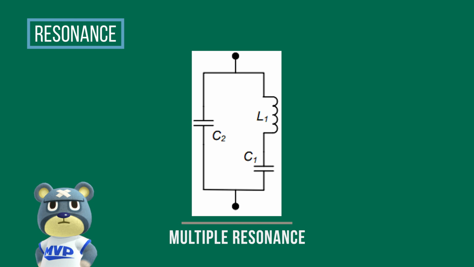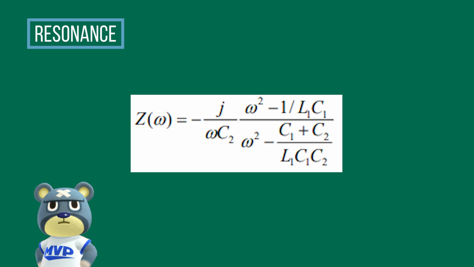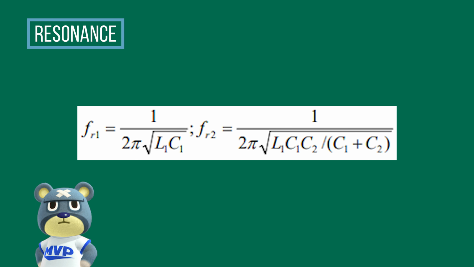Multiple resonance. Multiple resonance is desirable when a device operates in various frequency bands. For example, consider the circuit in the figure. The impedance of the circuit is given by this equation. If we plot the reactance against frequency, it can be observed that the frequency at which the reactance is zero is called the zero frequency, while the frequency at which the reactance is infinity is called the pole frequency. Two resonance frequencies are given by this equation.